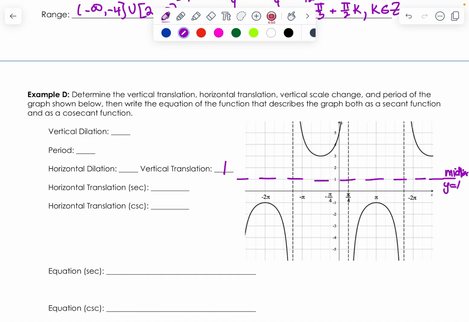The vertical dilation is going to be the distance from the midline to that min or max. So since this is 2, that's my vertical dilation. The period length is going to go here to here. That looks like, let's see, I've got 1, 2, 3 pi. That's 3 pi.